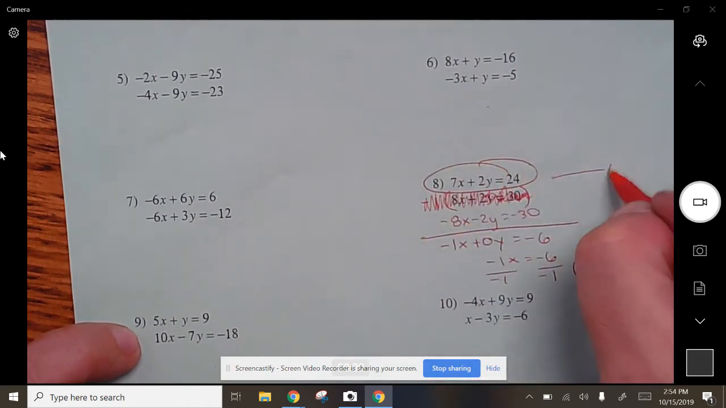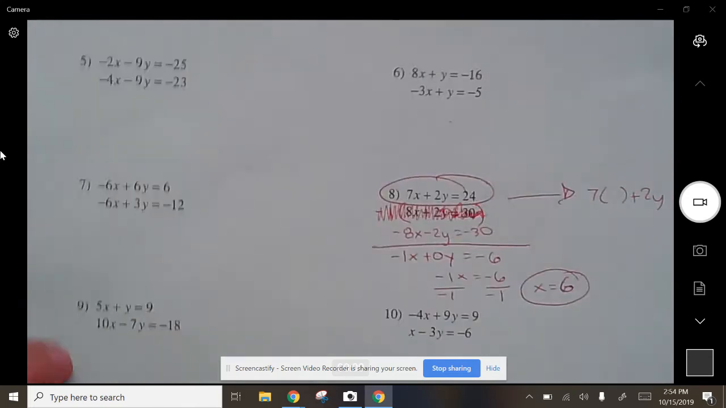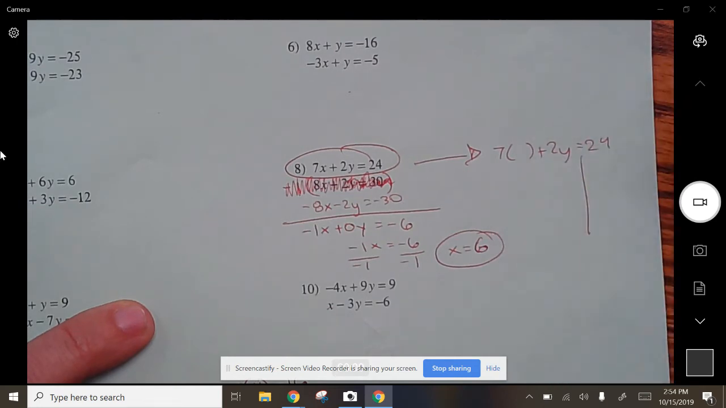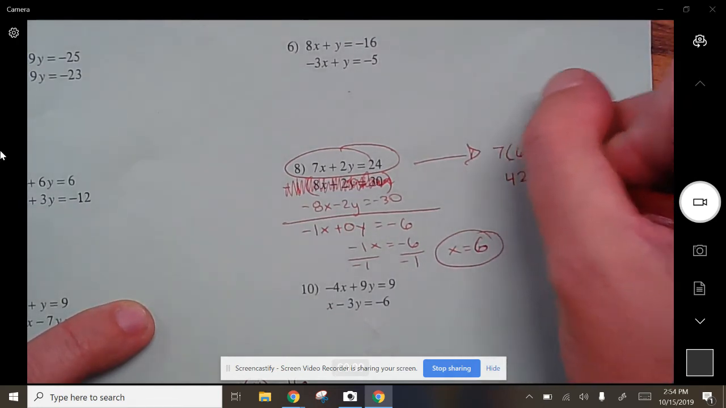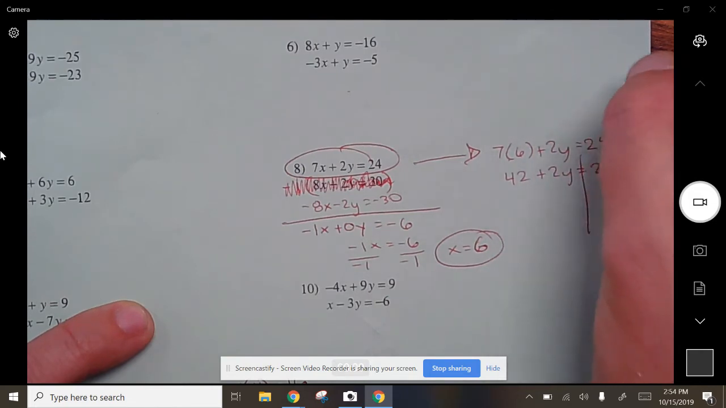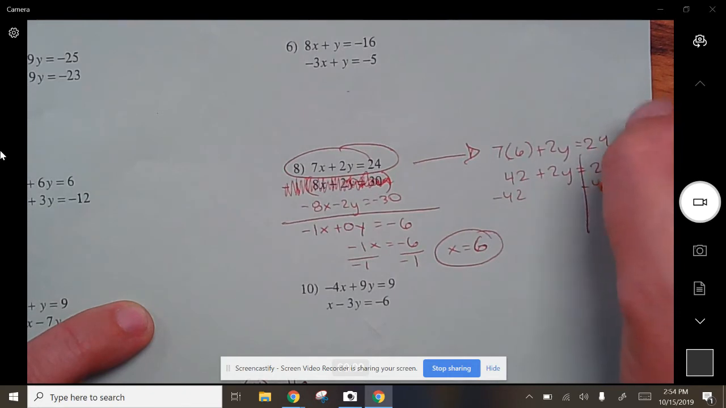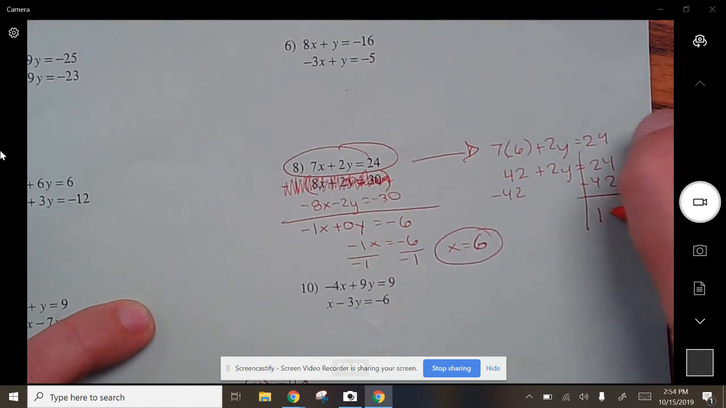I'm going to take this top equation. Instead of x, I'm going to leave it empty. Okay. Then I'm going to plug in 6. 7 times 6 is 42 plus 2y equals 24. Then I'm going to subtract 42 from 24. And I'm going to get 18.